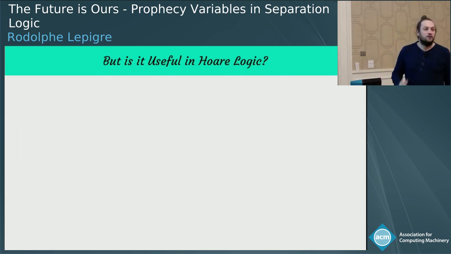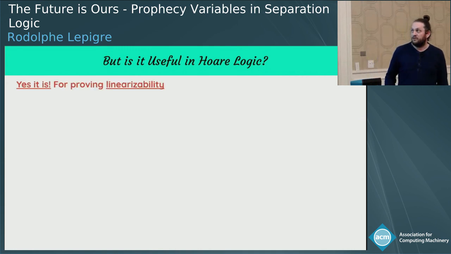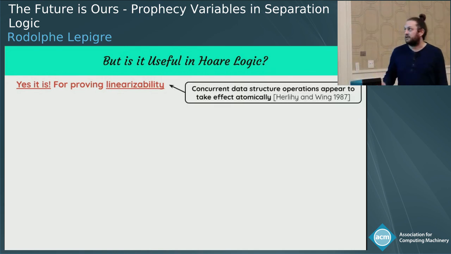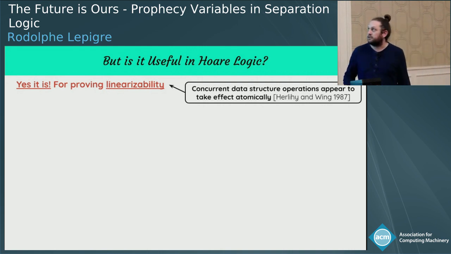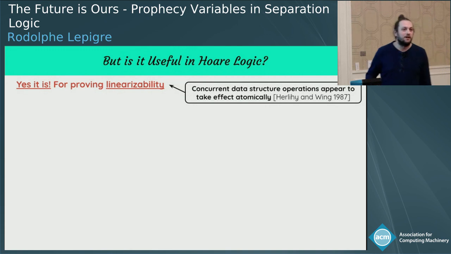It's very cool indeed, but is it useful? And it turns out that, yes, it is very useful for proving linearizability in separation logic. So if you've never heard about linearizability before, don't worry. All you need to know for this talk is that it's a standard form of spec for concurrent data structures. And what it roughly says is that every operation on the data structure should appear to take effect atomically.